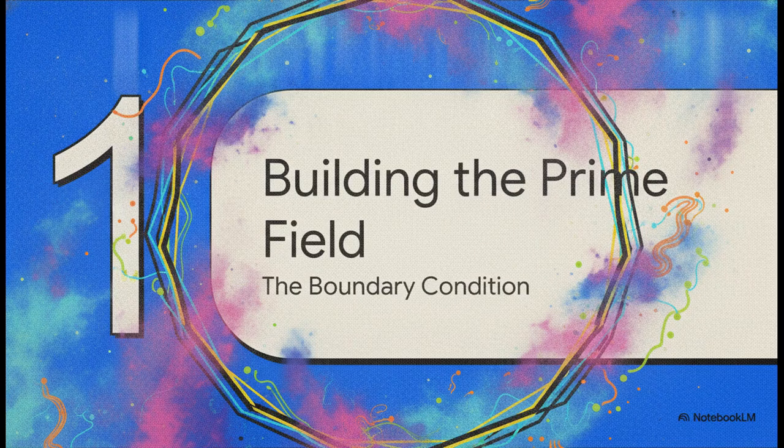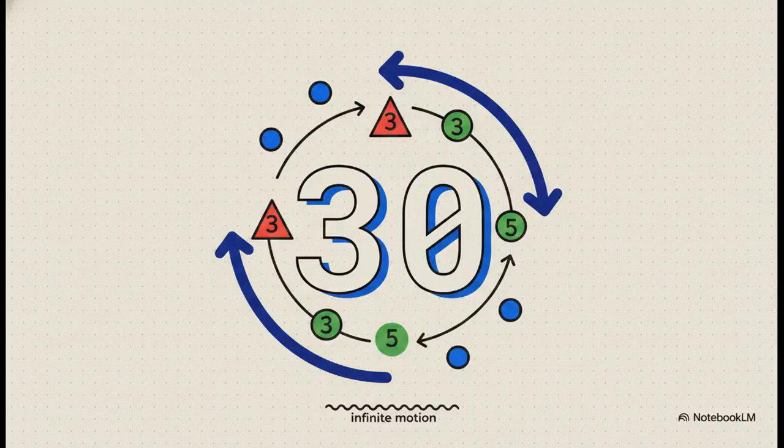Building the prime field, the boundary condition. Let's start with an absolute void and see exactly how a universe of motion might begin. So, to create that universe, we first need a boundary, and that boundary is the number 30. Now, you might be wondering, why 30? Well, because it is the direct product of the first three foundational prime numbers, 2 times 3 times 5. In this specific framework, these first three primes actually act as the creators of the field. Multiplying them together generates a boundary of 30, and that establishes the very first complete phase or cycle for integer motion. From here on out, everything in this theoretical universe is going to operate on a repeating loop of 30.